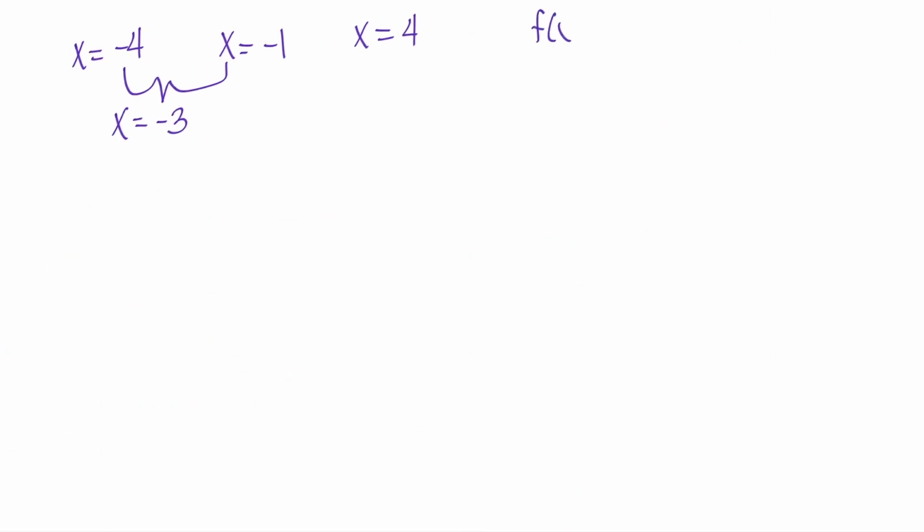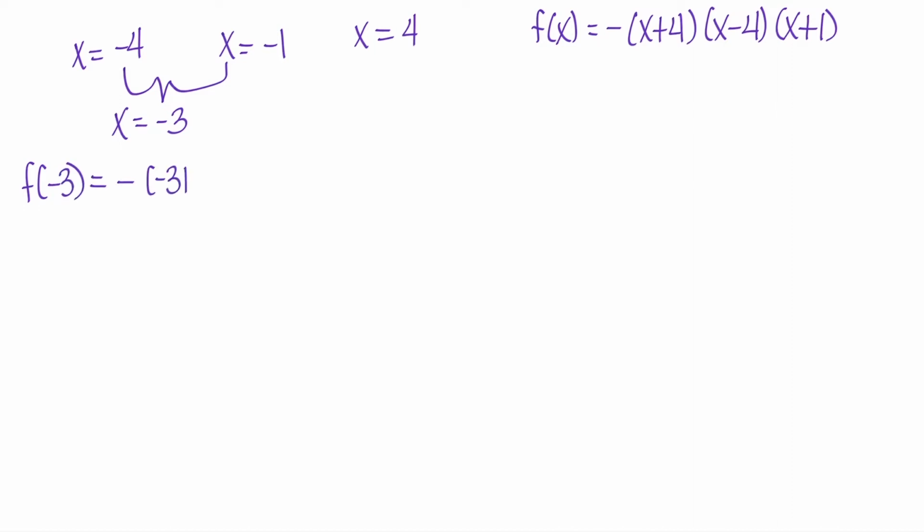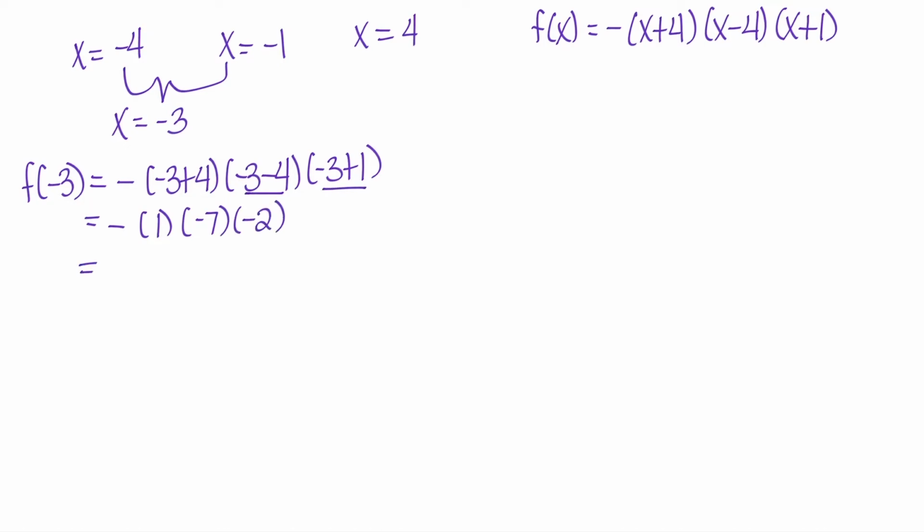So that's f of x equals negative x plus 4 times x minus 4 times x plus 1. So if we plug in negative 3, we have f of negative 3 equals negative 3 plus 4 times negative 3 minus 4 times negative 3 plus 1. So when we simplify this, we get negative 1 times negative 3 minus 4, which is negative 7, times negative 3 plus 1, which is negative 2. We multiply this all out, we have negative 1 times negative 7 times negative 2, which gives us negative 14. So that means we have another point at negative 3, negative 14.